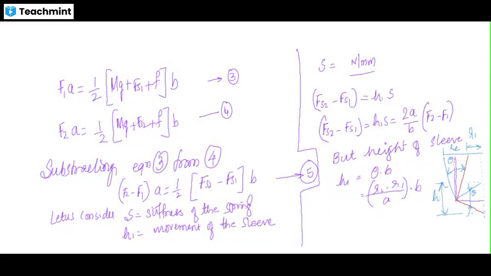Based on trigonometric relations, you can find H1 equals theta into B. This theta is the same for both positions, so theta can be obtained as R2 minus R1 divided by A. So H1 equals R2 minus R1 divided by A into B. Now substitute the value of H1 in the above equation. So what will we get?